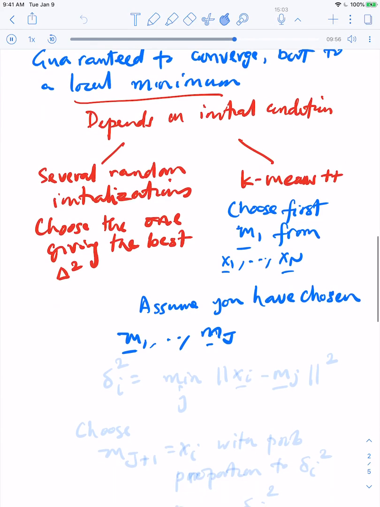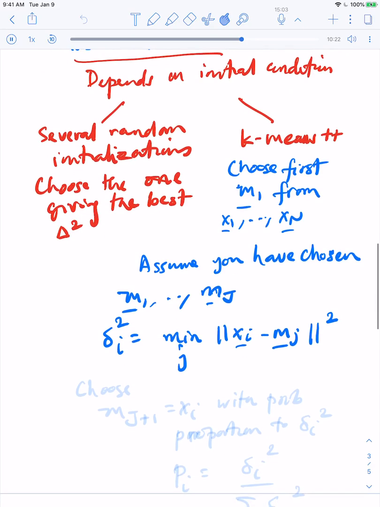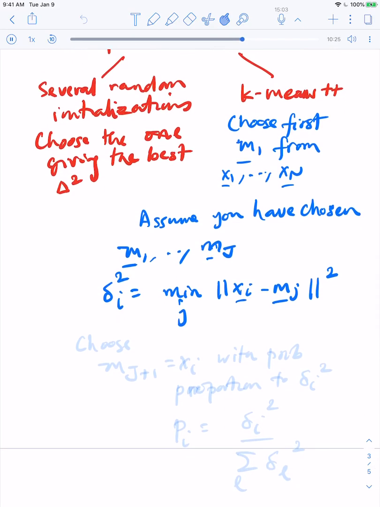And now I need to take one more point. Compute delta i as the minimum distance that I have for any given point, a minimum over j of xi minus mj. Let me make it squared here. Delta i squared is that, and then choose the points that are furthest away. Still keep it random, but try to choose the points that are sort of far away from the current centers.